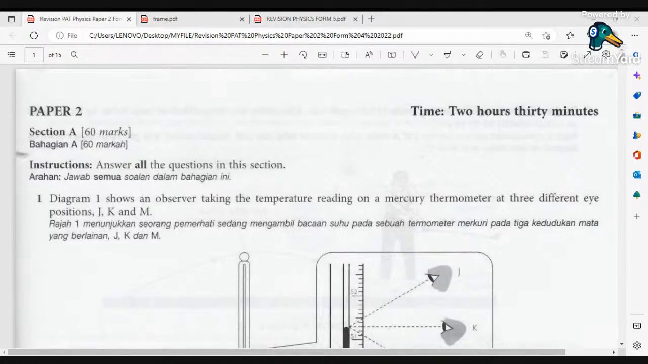So our session tonight, I will discuss physics Form 4, Paper 2.